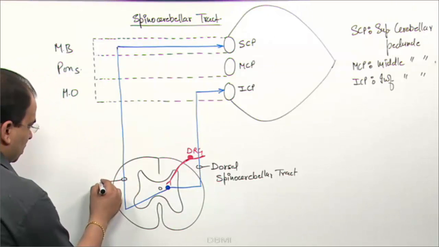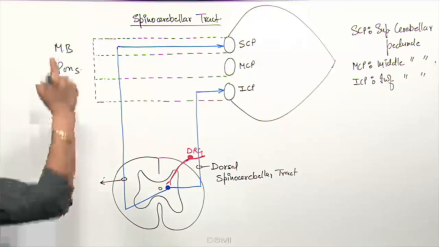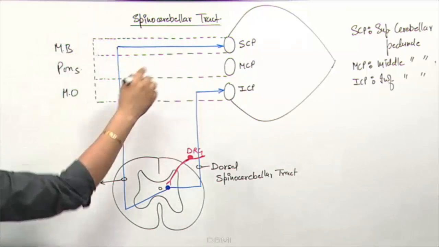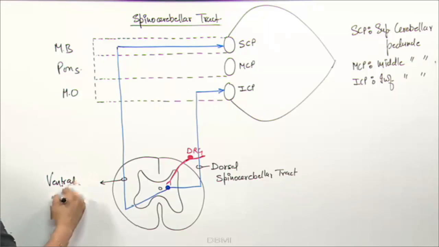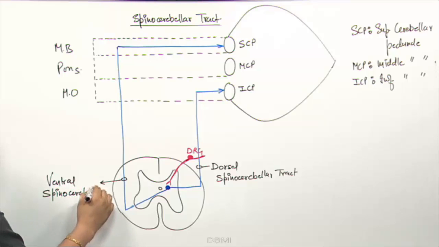And the one which crosses over to the opposite side, goes all the way to the midbrain and then goes back, is called the ventral spinocerebellar tract. Dorsal spinocerebellar tract and ventral spinocerebellar tract.